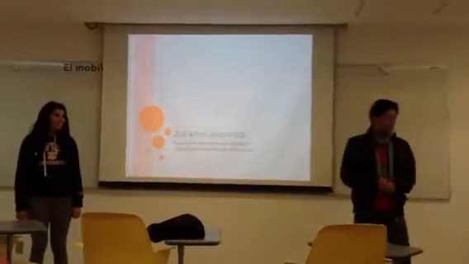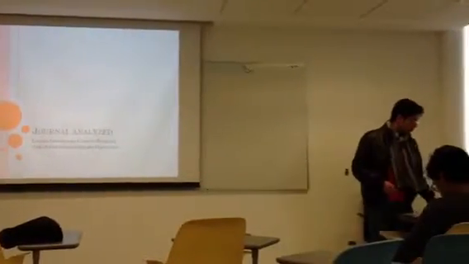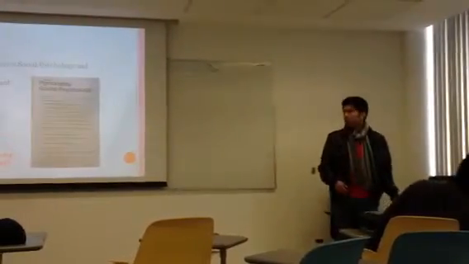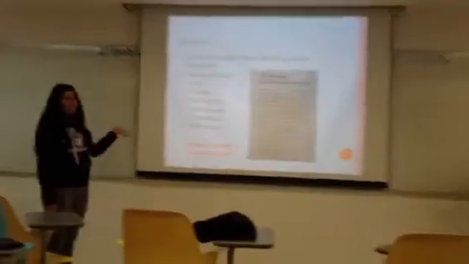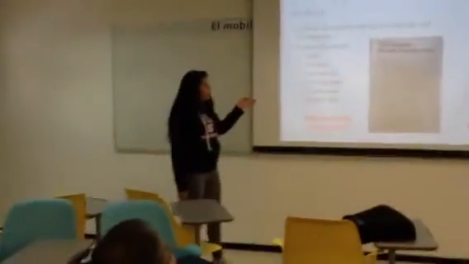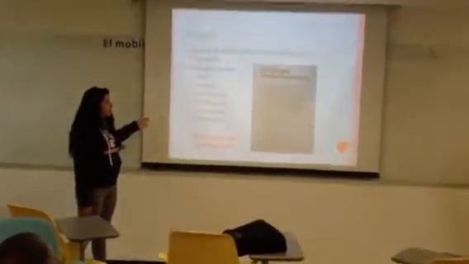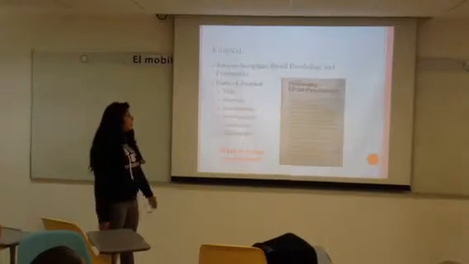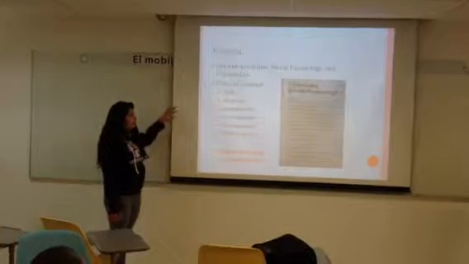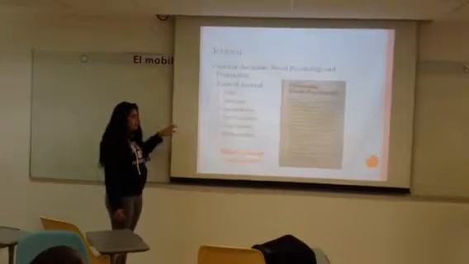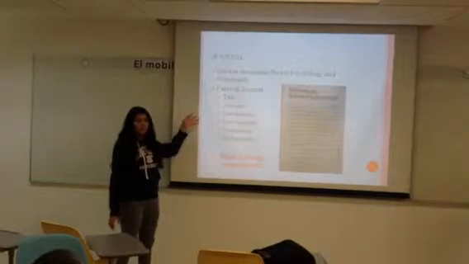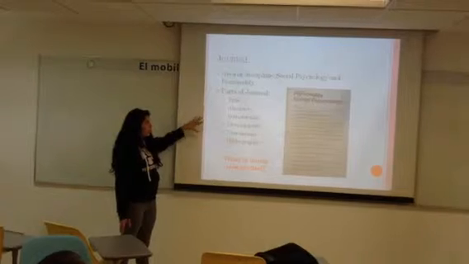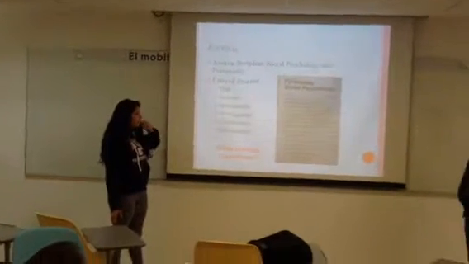We're going to talk about the journal. We're going to analyze the journal that we chose, the Journal of Personality and Social Psychology. This is the area of discipline, and we also analyzed the parts of the journal. We saw that it is composed of a title, abstract, introduction, development, conclusions, and bibliography.